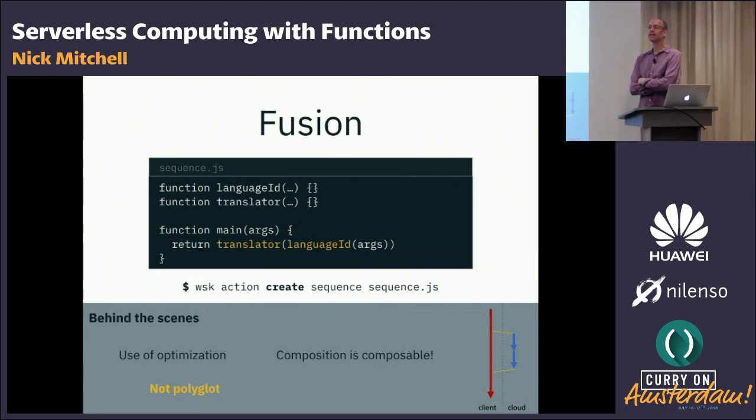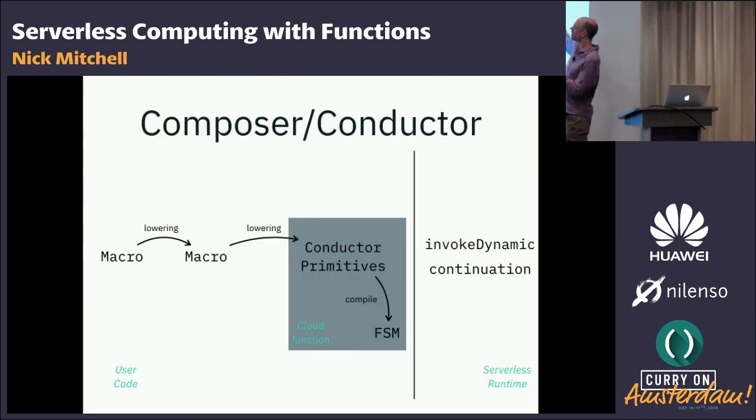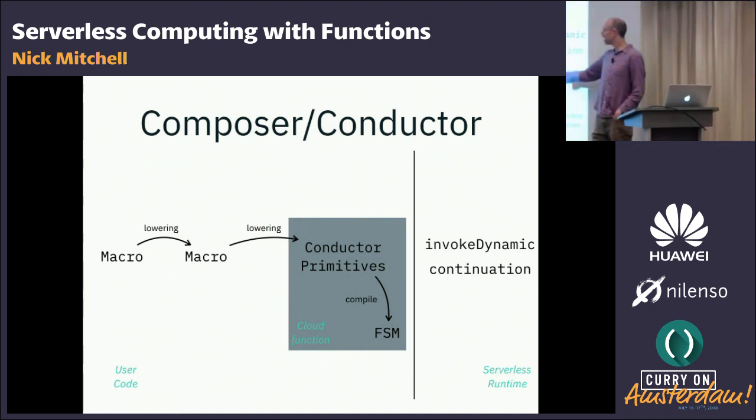So just to give you a quick sense of the way that the open source, it's called Composer and Conductor. You can search for it, IBM Composer. The basic way it works is that you have these high-level macros that via a sequence of lowering steps eventually come down to a set of primitives that's being conducted by a cloud function that will then lower it to an FSM that is then run on top of the base infrastructure that does continuation and invoke dynamics. So that's the basic flow of things.